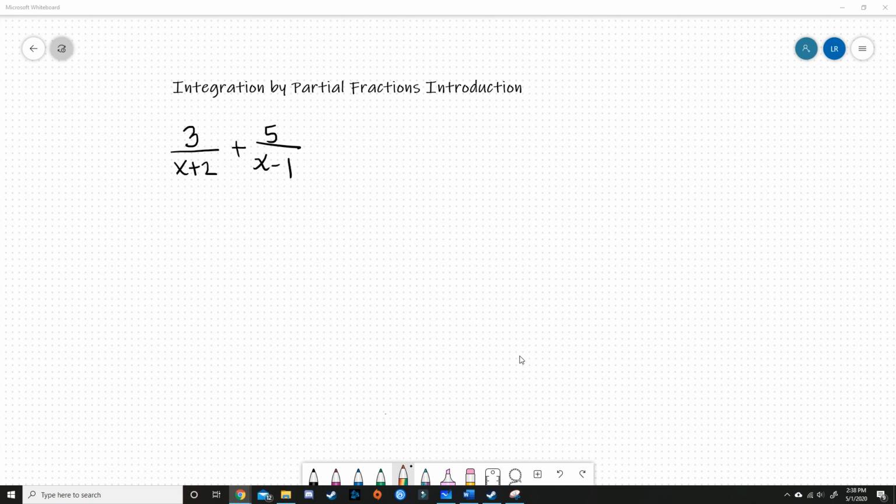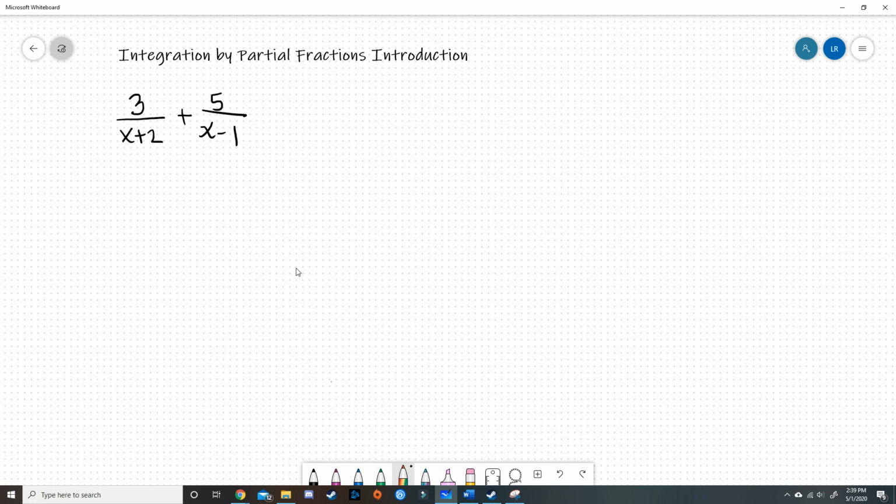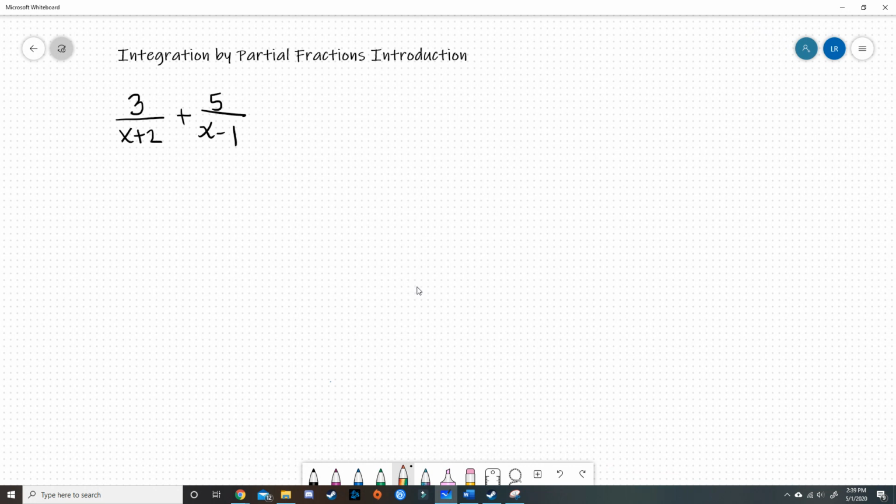Hi guys, this is going to be the first video in a series called Integration by Partial Fractions. And in this video, we actually aren't going to do any integrating. We are going to go back and refresh our memory in some algebra skills. So I want us to take a look at these two fractions that we have. We have 3 over x plus 2 plus 5 over x minus 1. And what I want us to do with these fractions is I want us to add them.